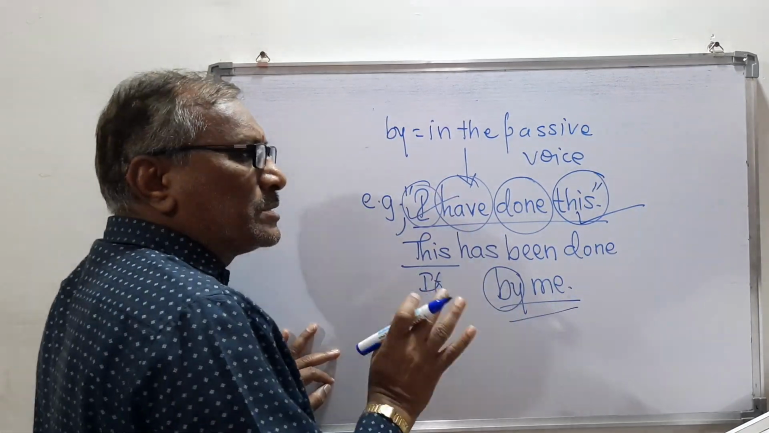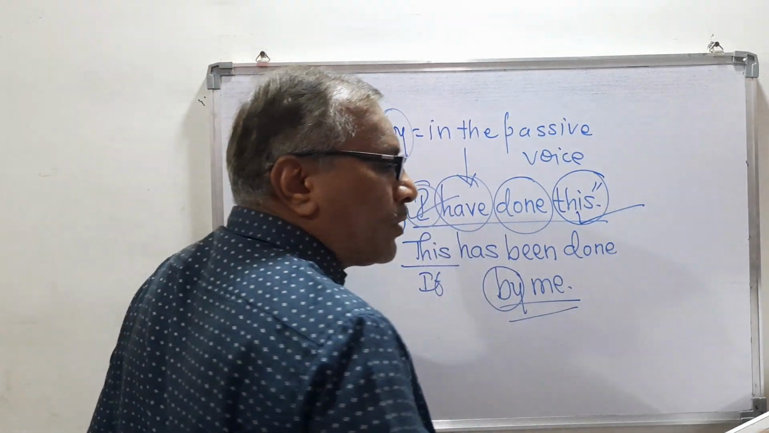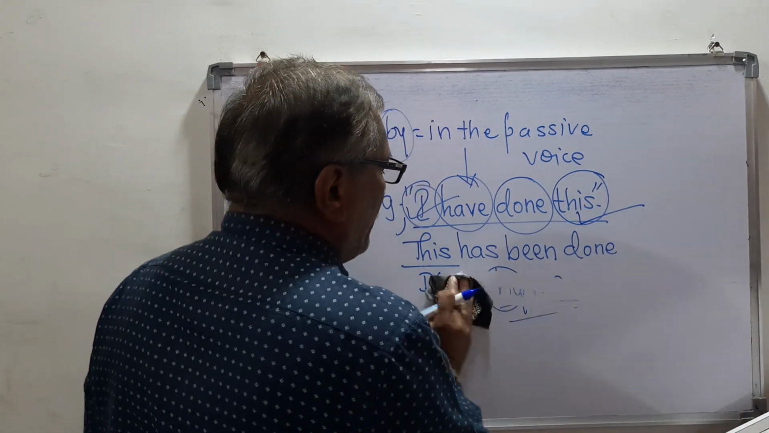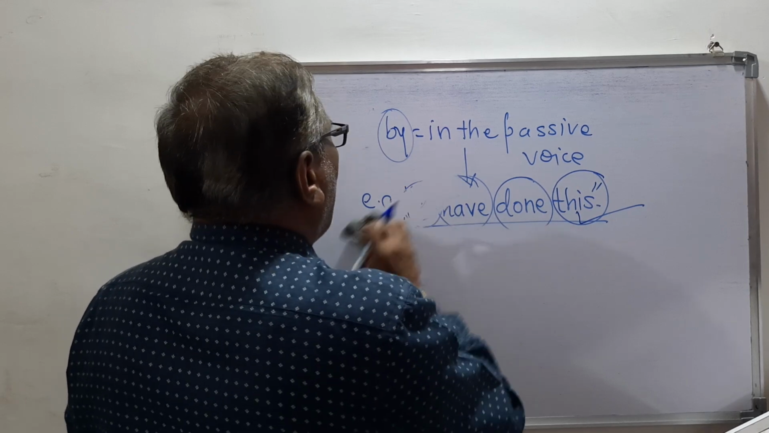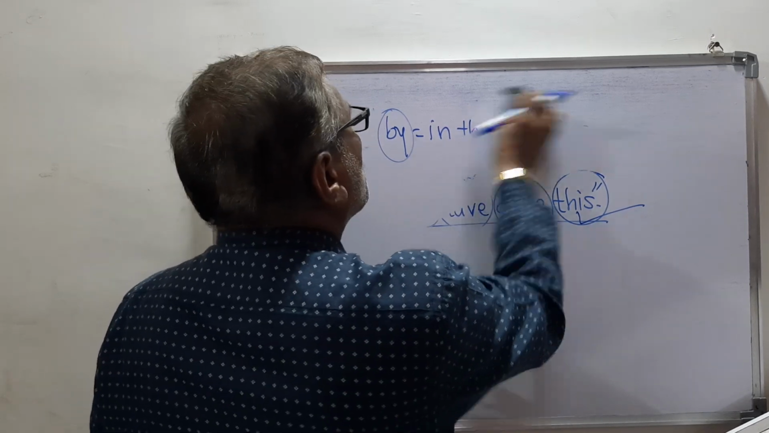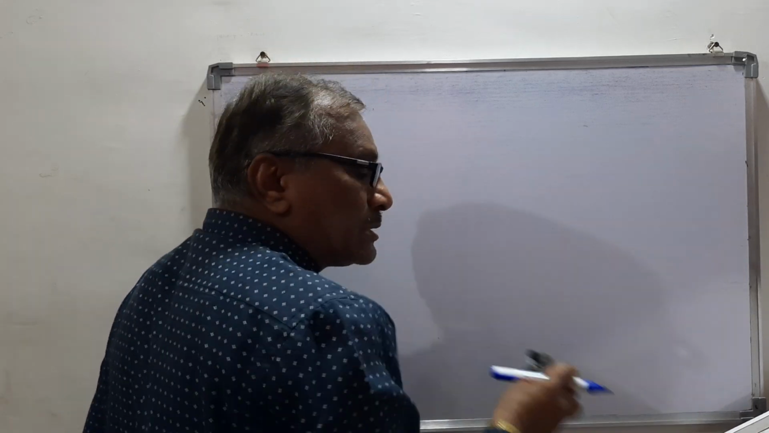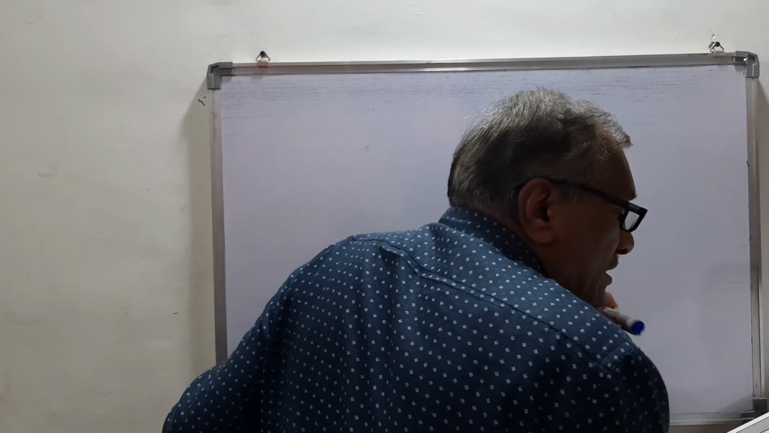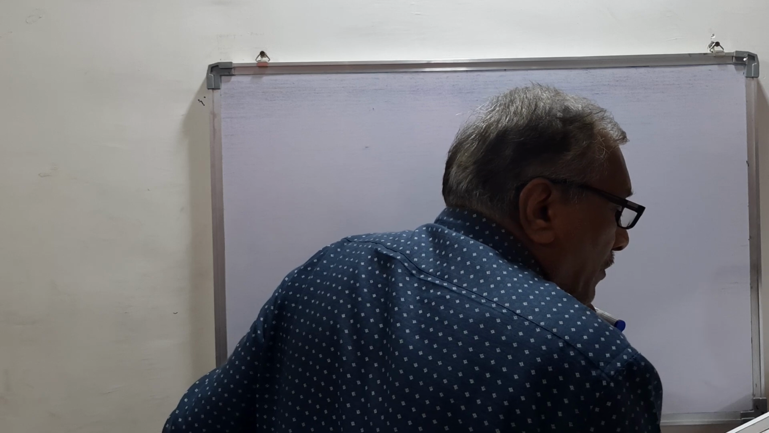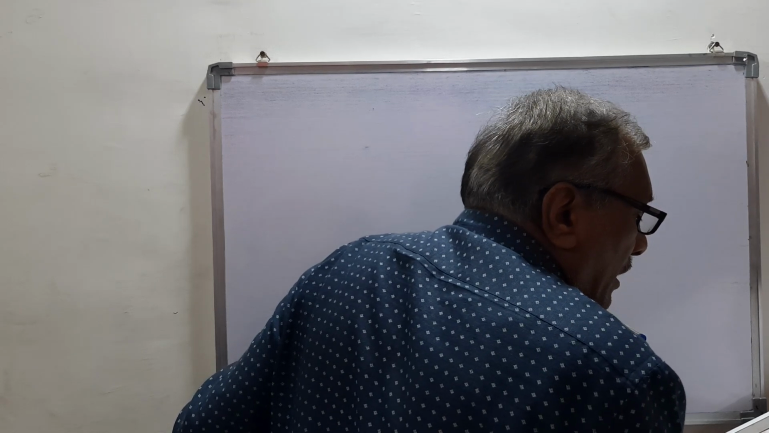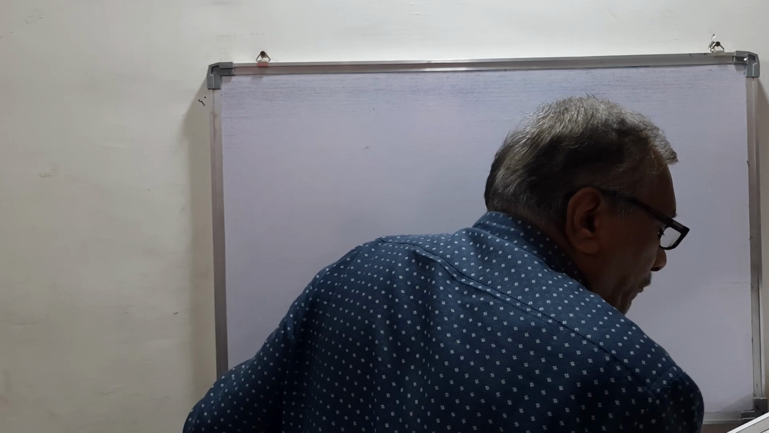So remember, here it is very clear that this by preposition is used for making the passive voice. Means we can make the passive voice from the active voice, and in this way we can use this by preposition. So remember, here we are discussing the rules and regulations of the preposition, and that preposition is by. So by makes the passive voice from the active voice, that is the particular thing.